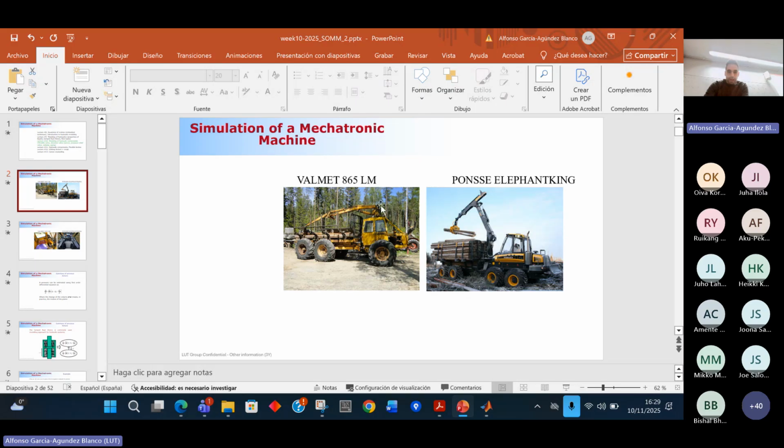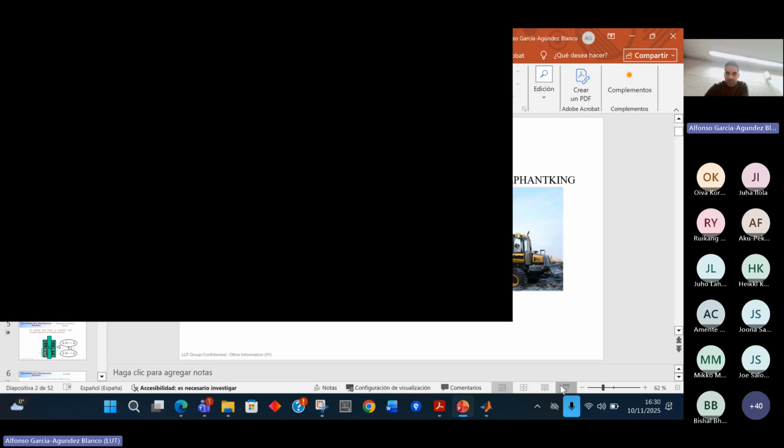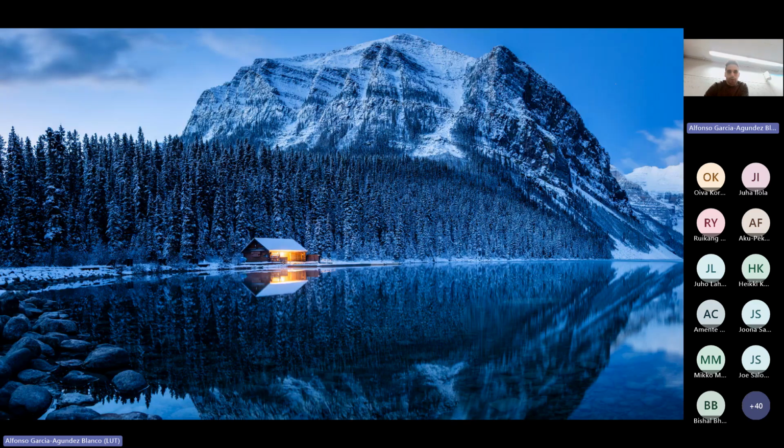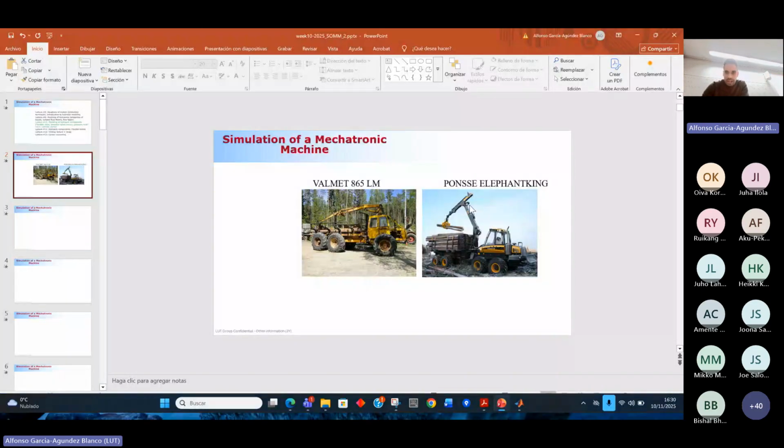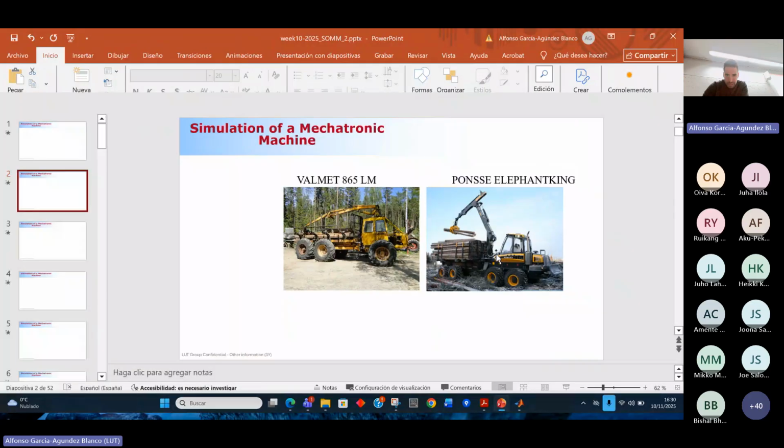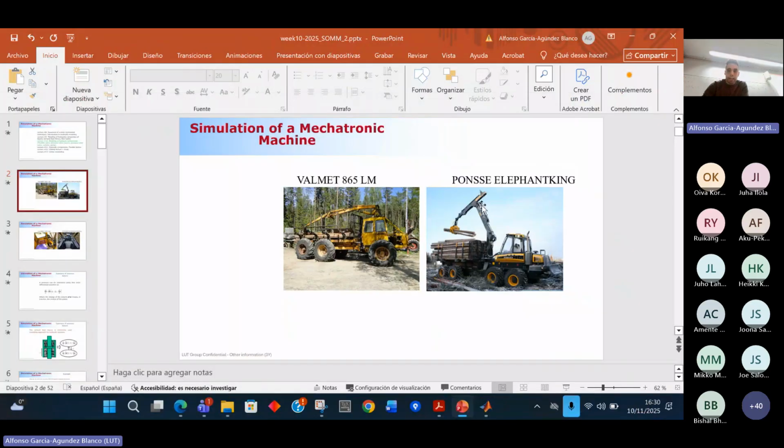So you can have, for example, here, two log cranes of different companies, Valmet and Ponsse. And basically, you can see here a crane that is hydraulically actuated. So you can see the hydraulic cylinders here. Let me increase the slides. I don't know if it will work. No, it's not working. Okay, in any case, you can see the hydraulic cylinders here, and basically each of these hydraulic cylinders actuate on the booms of the crane, okay? And well, this is an example of hydraulically actuated systems.